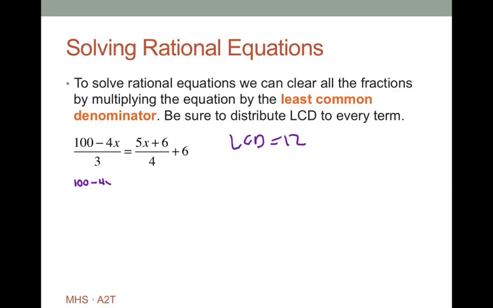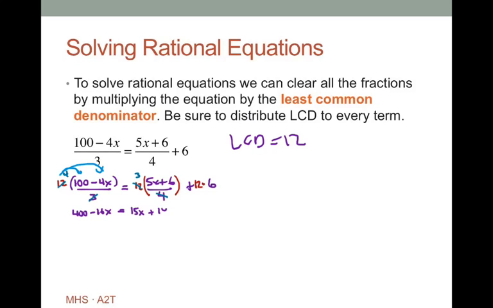Okay, so we're going to get (100 minus 4x) over 3. We're going to multiply that by 12. (5x plus 6) over 4, multiply that by 12, and then 12 times 6. Now we'll go ahead and cancel where we may. So on the left side, the 12 and the 3, since those are being multiplied, you can cancel and get 4 times (100 minus 4x). And then on the right side, the 12 and the 4 becomes a 3, and so you get 3 times (5x plus 6). And so the rest is just kind of neatly and carefully simplifying, multiplying things out.